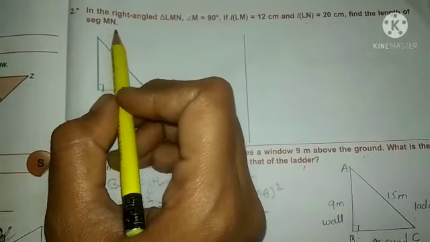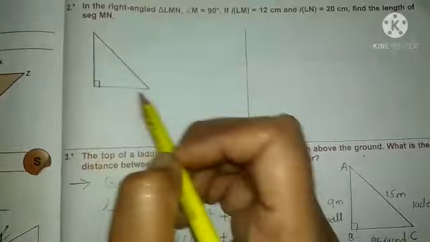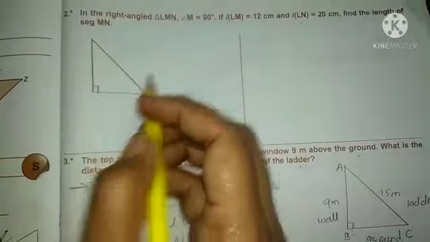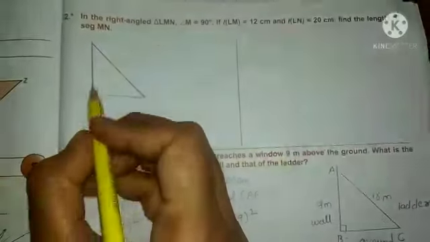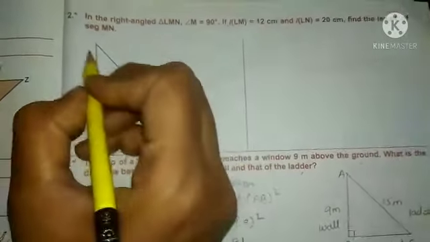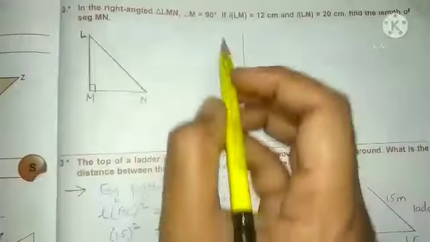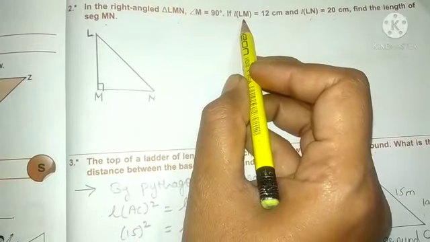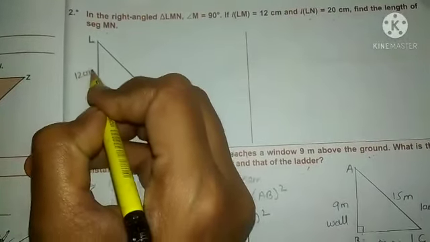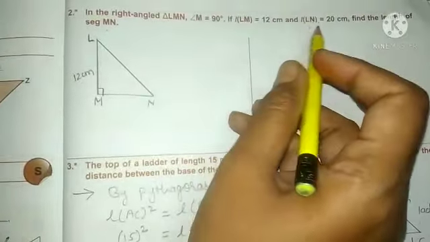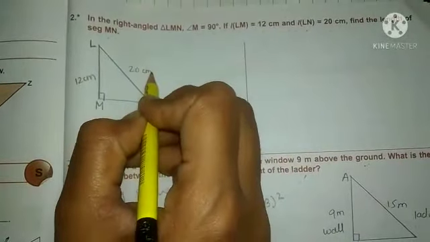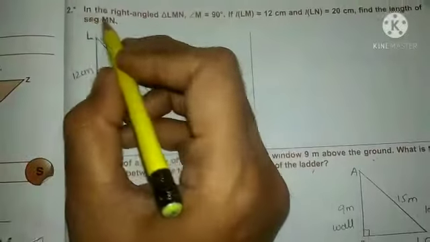Now here what we have to do, first of all we will draw a diagram. Clear? So here we will mark our angle. Now here angle M is 90 degrees. So here we will mark M, N and L. Clear? So here length LM is given, that is 12 centimeter. Clear? Length LN is given, 20 centimeter. Find the length of segment MN.